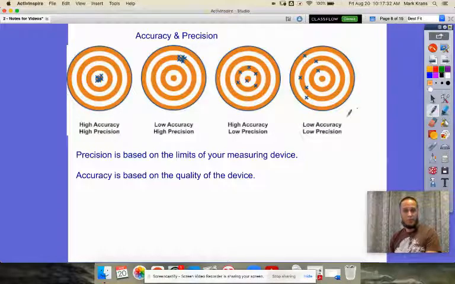Okay, when you have low accuracy and low precision, you're missing the mark. You don't even know what direction you're missing. You have no idea. And so our aim is high accuracy. So that's a good measuring device, and to be precise with our measures, okay? And we get as precise as our measuring device allows.